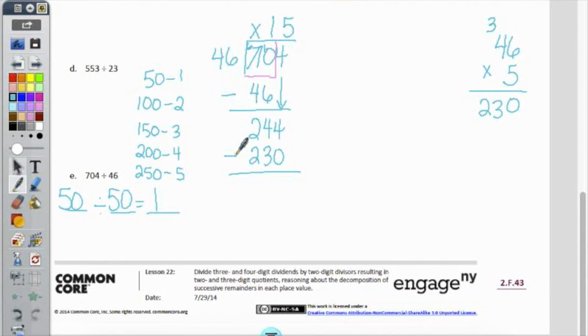Is there regrouping here, Xavier, when I subtract? Good. So 14, is that less than 46? Yes. Okay. So tell me what my multiplication problem needs to be, Jocelyn. 46 times 15. Good. So 46 is called the divisor. 15 is called the quotient.